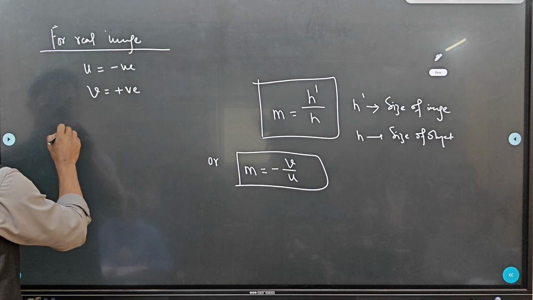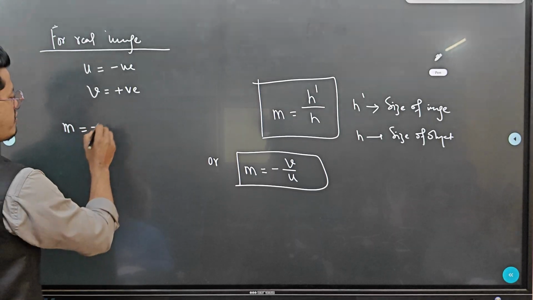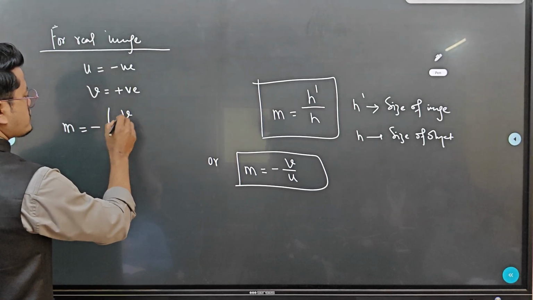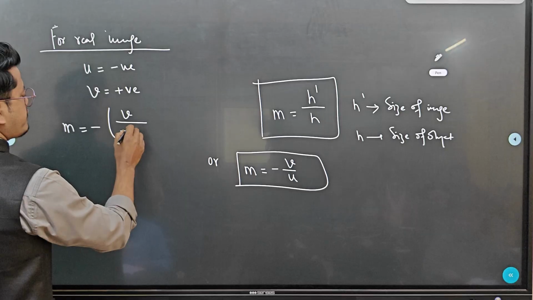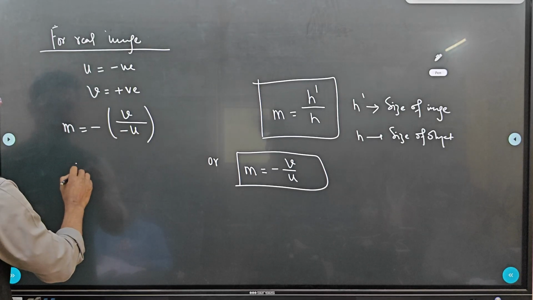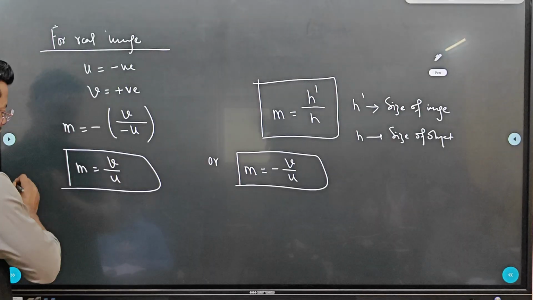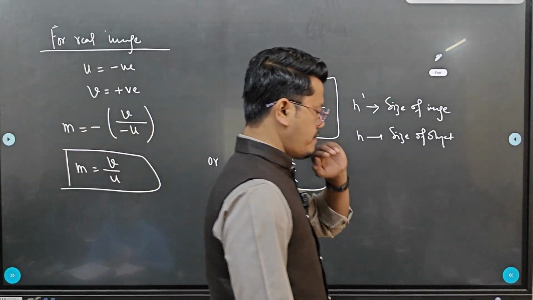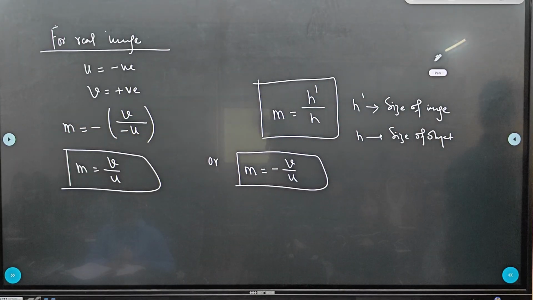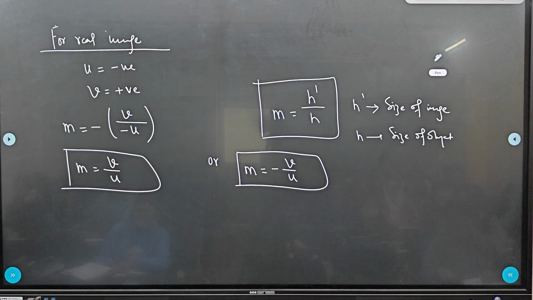So what should be the magnification? M equal to minus of V by U. V is positive and U is negative. So minus of minus gives plus. So I got magnification as plus V by U for real image in case of lens. Please calculate for the virtual image by yourself.